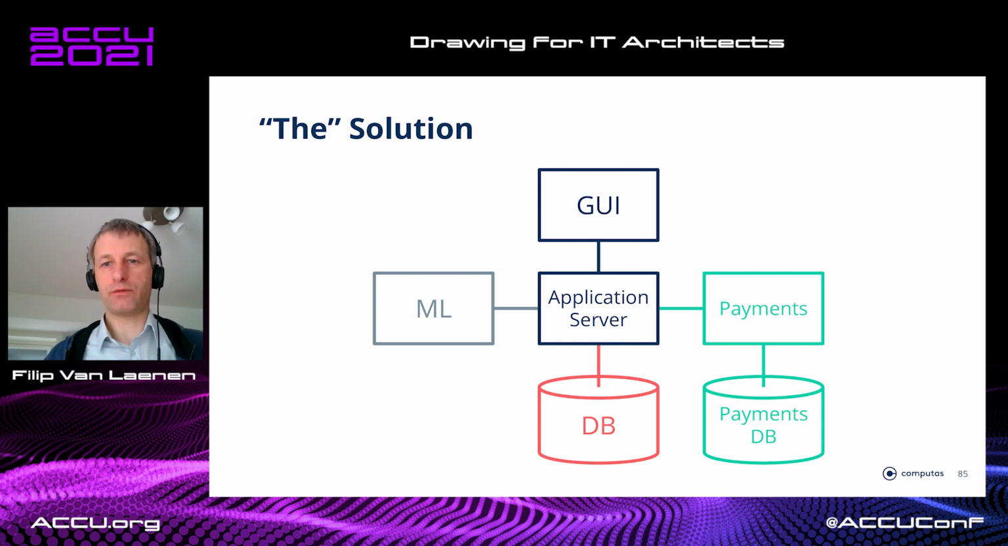So if we go back to that last drawing, this is a possible solution. For example, a user interface with an application server, a database that is maybe broken. And then to the right, we're going to add some solution for the payments with the payments database. That's something we are going to develop later this year. And then in 5 years, we have to do some machine learning. That's in gray. So it's not important, but we want to signal, okay, we're thinking about it, but it's not there yet.